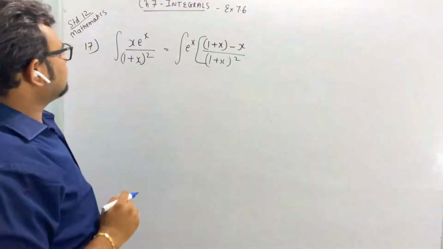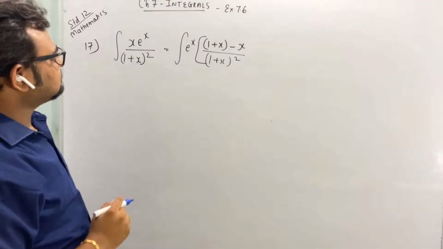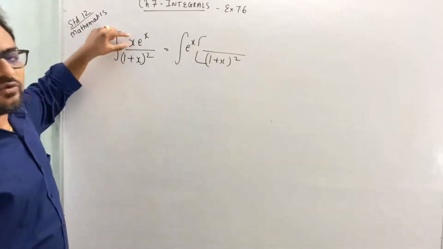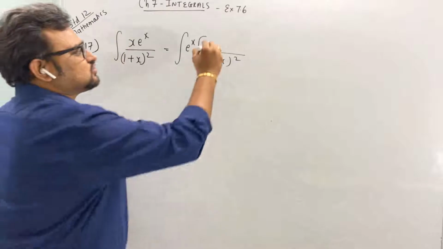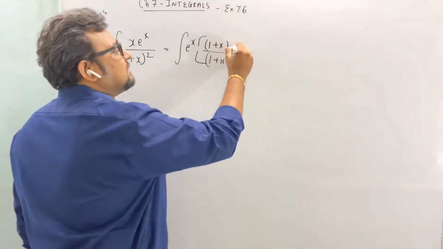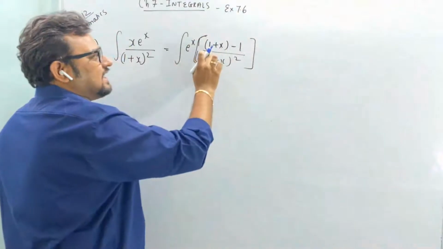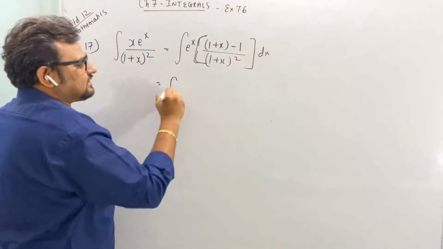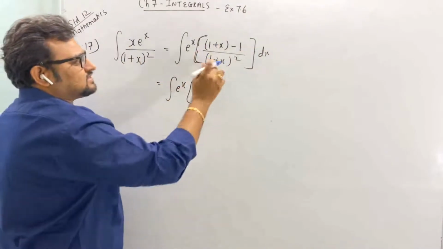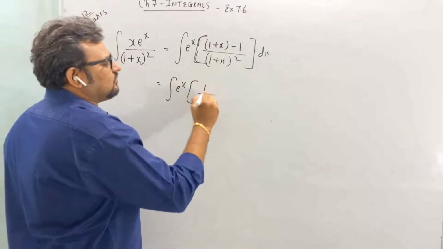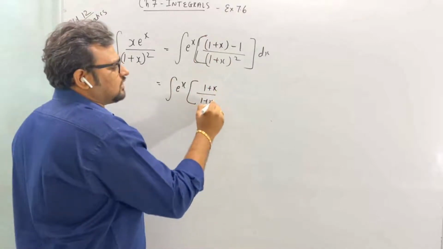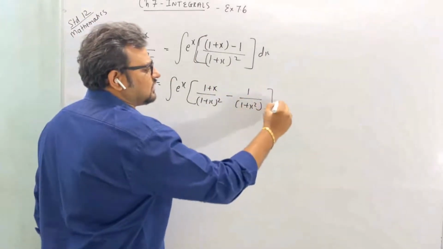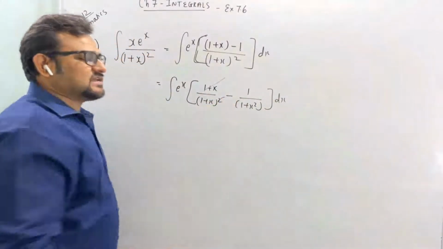Sorry, this will not do. We are only given x. Okay. So 1 plus x minus 1. I had added 1, subtracted 1. Clear? So now I will split it. (1 plus x) upon (1 plus x) whole square minus 1 upon (1 plus x) whole square dx. So this will get cancelled.